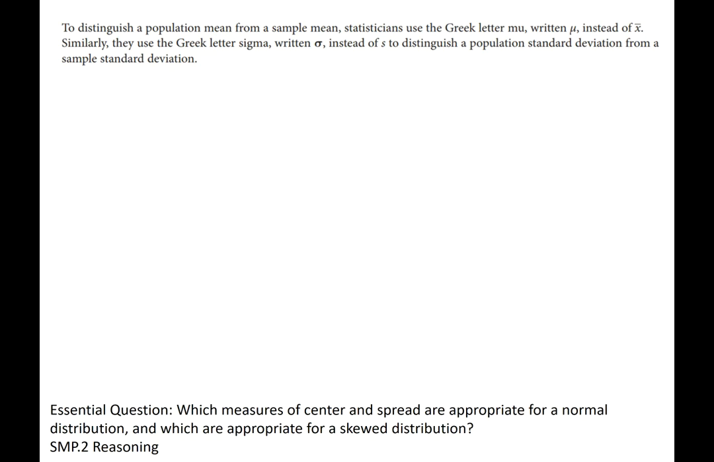Some other notation, to distinguish the population mean from the sample mean. Statisticians use the Greek letter mu for the population mean, versus x bar, the sample mean that we talked about the other day. Similarly, they use the Greek letter sigma for the population standard deviation, instead of s, which is the sample standard deviation. We will work with population for this, and usually sample for that one.